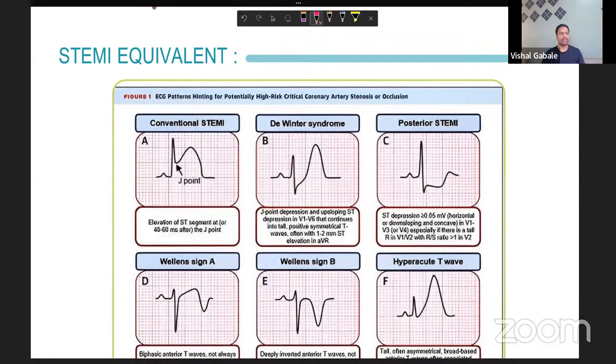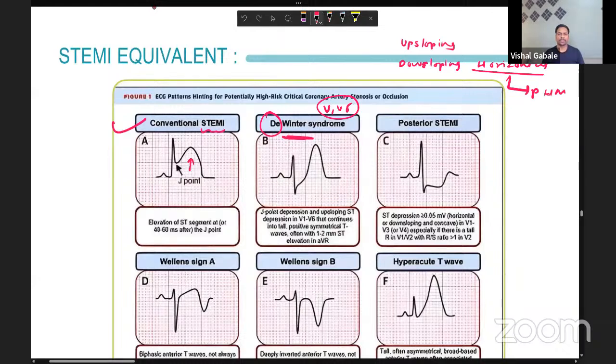First of all, we have conventional STEMI, that is ST elevation MI. So that's normal. Second is De Winter's T wave. What happens in De Winter's T wave? In V1 to V6, there is upsloping ST depression. Yesterday we saw three types of ST depression: upsloping, downsloping, and horizontal. Horizontal was associated with posterior wall MI.